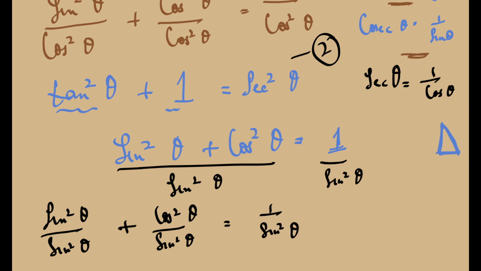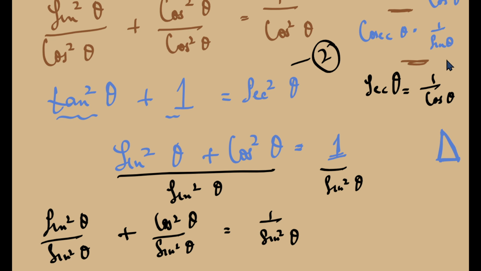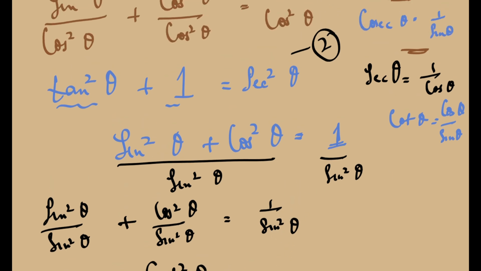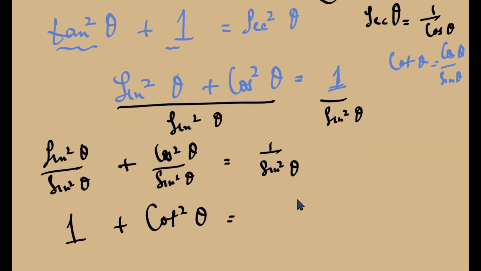Now look at these ratios which we have already written. Cosecant theta is 1 by sine theta, and one more which I haven't mentioned here is cot theta. What is cot of any angle? Cot of any angle is cos by sine, cos theta by sine theta. So using these two, sine squared theta by sine squared theta is 1, plus cos by sine is cot, so cos squared by sine squared theta is cot squared theta, is equal to, and what is the reciprocal of sine theta? It's cosecant theta. So this is equal to 1 by cosecant squared theta.